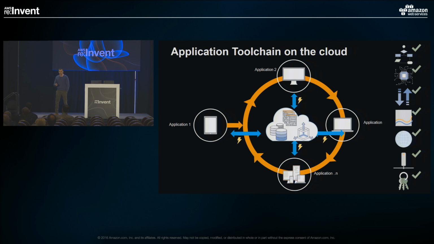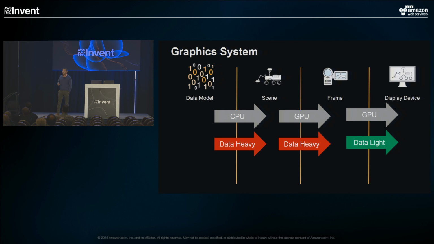But let's take a closer look at what it really means to remote graphics. And then we can start talking about some of the challenges and some of the benefits of doing this with AWS. So this is a very high-level, 101 level graphics pipeline diagram. And what it is essentially on the left-hand side is a data model. And that's a logical digital representation of whatever business object data that you have.